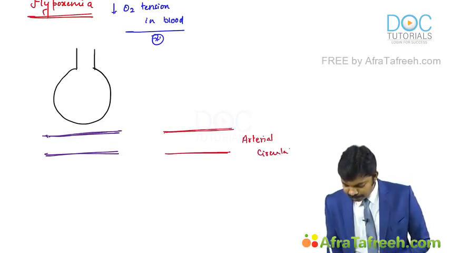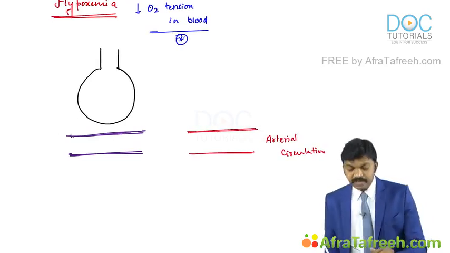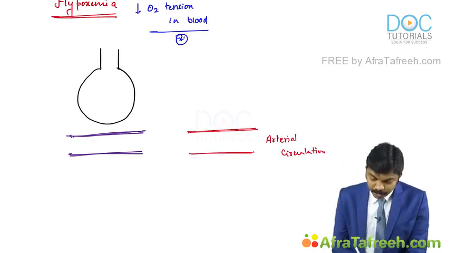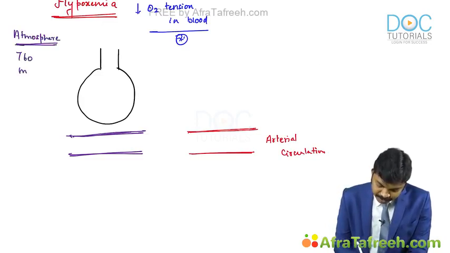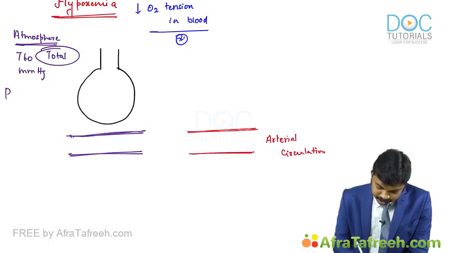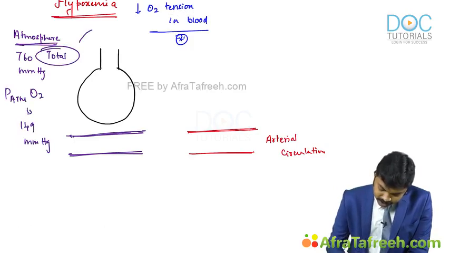We'll keep it this way. Now the first and foremost point, you have atmospheric pressure of 760 millimeters of mercury. This is total pressure, and partial pressure of oxygen is going to be 149 millimeters of mercury. So from atmosphere, gas is going to enter into alveolus.